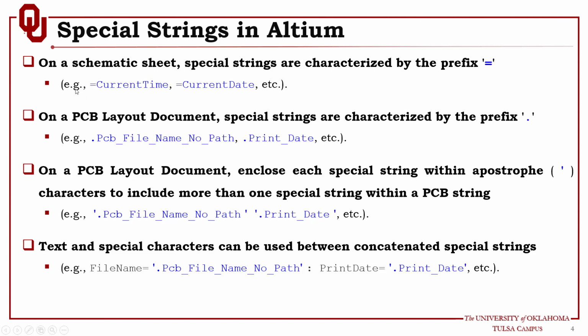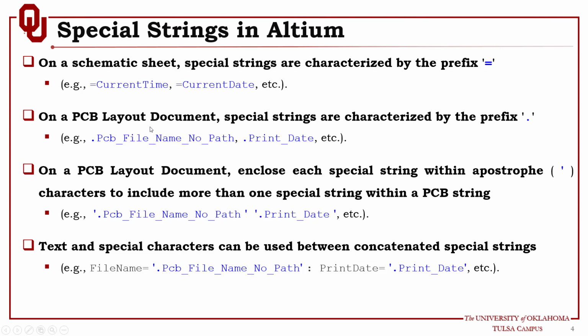So in general, on a schematic sheet, the special strings are characterized by the prefix equal sign, as we said. An example for that, and we'll see an example right away after we discuss this slide: if you place a string starting with the prefix equal and use this special string current time, then Altium Designer will read the current time from the system and update the string continuously in real time. If you use equal current date, also this is a special string, and you cannot change it actually. You cannot delete it on a schematic template. So Altium Designer will place the date on your schematic sheet.